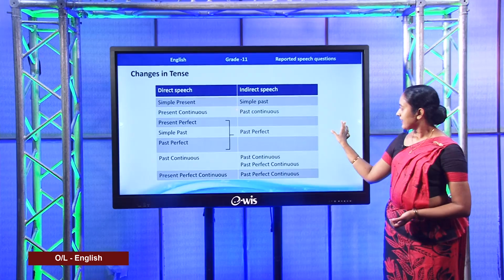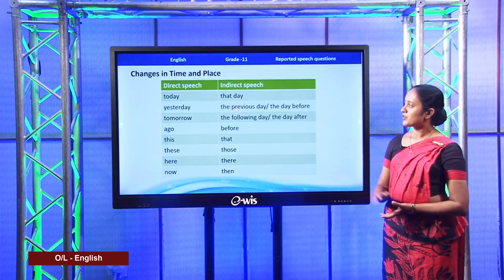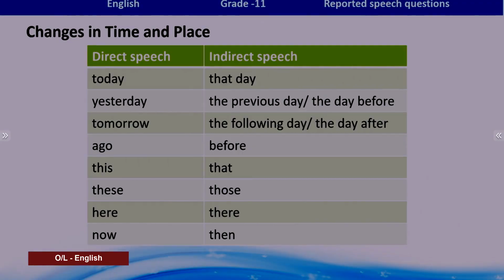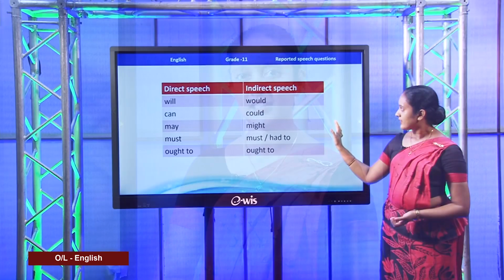Okay. Then, these are the changes in time and place. By reading this, you can understand them. In the direct speech, today, when it comes to the indirect speech, it has changed into that day. Yesterday has become the previous day or the day before. Accordingly, tomorrow has become the following day or the day after. Okay, children. Likewise, you can leisurely study this table and try to memorize those changes, right?